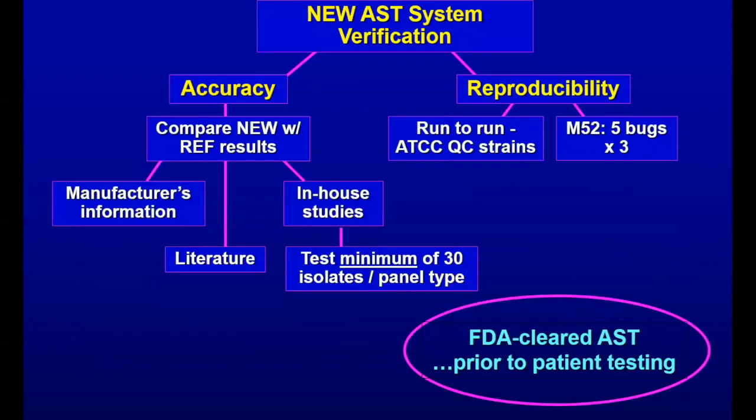So how are we going to do this? This is just a flow diagram of how we can look at the two parameters that we have to analyze, those being accuracy and reproducibility. For accuracy, we're going to compare the results with a new system to some reference results. I'll explain to you in a few minutes how we can get those reference results. We also want to look very carefully at the manufacturer's information because there may be some tips in that package insert that talk about some of the limitations of the system. We heard Beth talk a little bit about limitations previously.